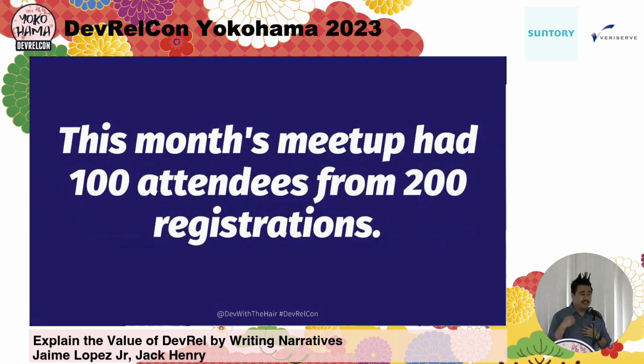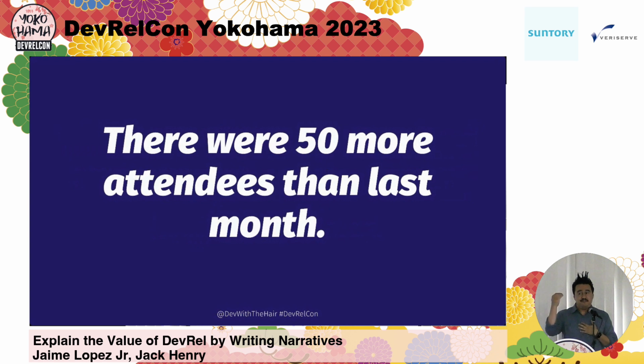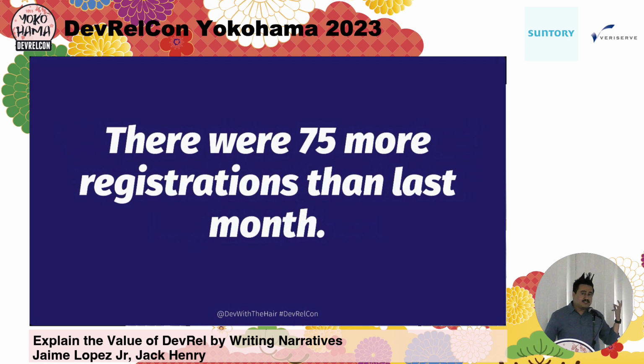And you can have details like, look, this month's meetup had 100 actual attendees out of 200 registrations. We have some metrics there. And say there were 50 more attendees than last month, so some significant growth. And there were 75 more registrations than last month. So we actually saw both go up. And in those few short sentences, you've hopefully helped somebody understand why marketing and DevRel spent this money. Oh, I see, you actually saw some value out of it and you had some impact. It might be something we experiment with again in the future.